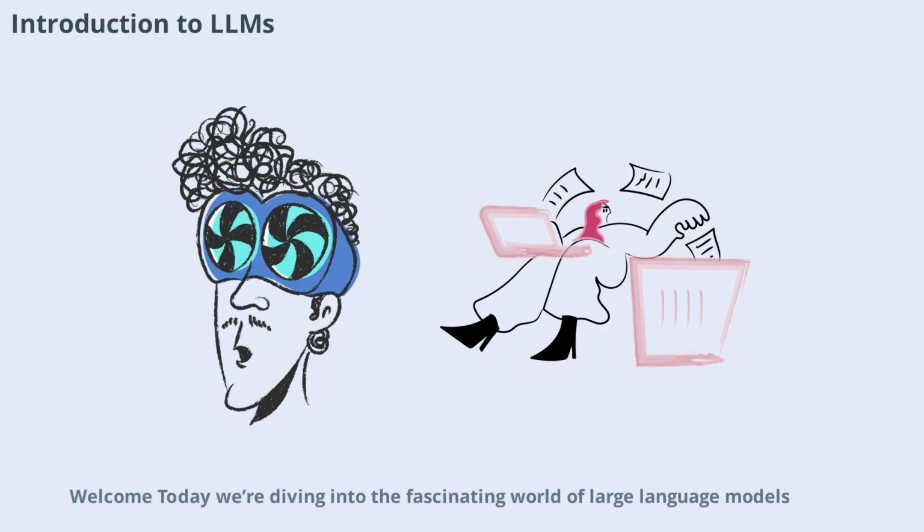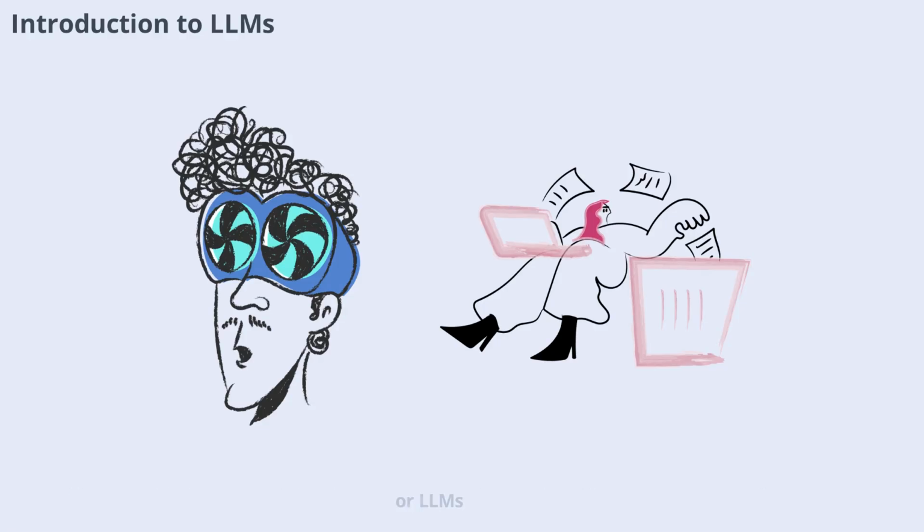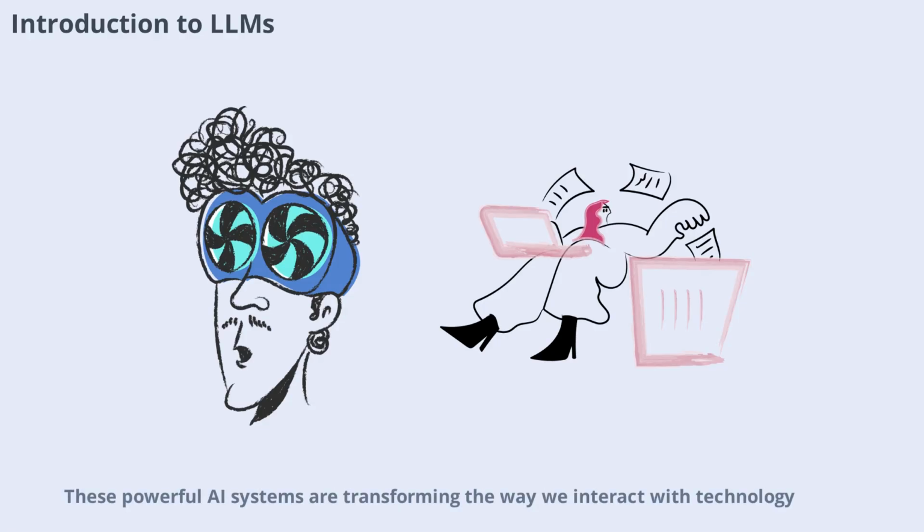Welcome. Today we're diving into the fascinating world of large language models, or LLMs. These powerful AI systems are transforming the way we interact with technology, enabling everything from smart chatbots to advanced text generation. But how do they actually work? At the core of their magic are two essential concepts: tokenization and embeddings. In this video, we'll break down these ideas step by step, making them easy to understand even if you're new to the field. Let's start by exploring what LLMs are and why they matter in today's digital landscape.